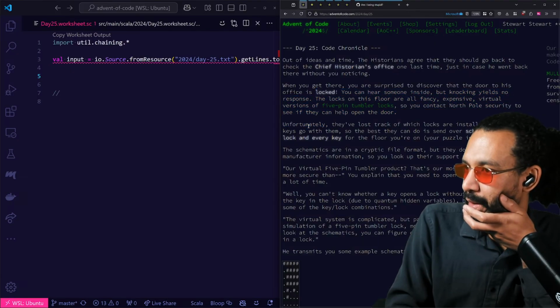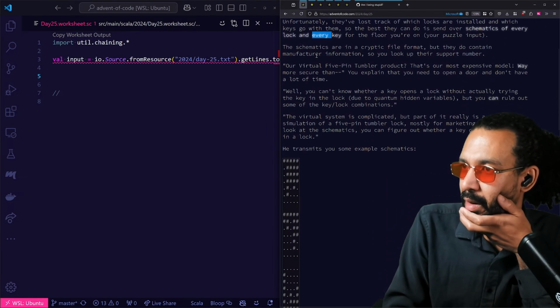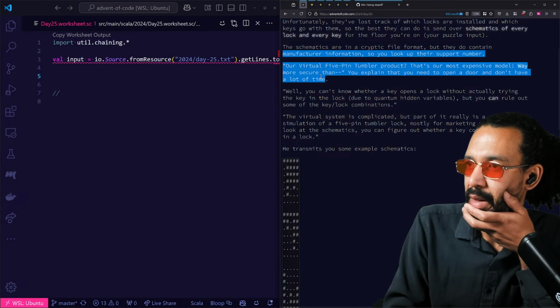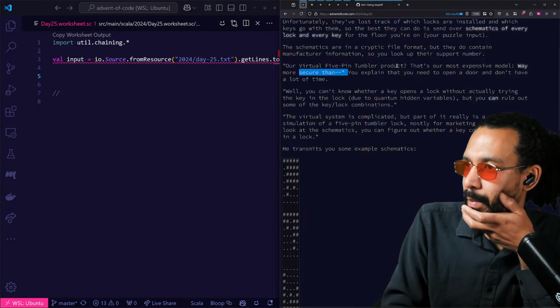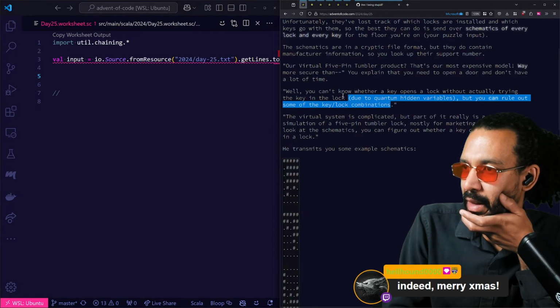Mhm. So schematics of every lock and every key. The schematics are in a cryptic file format, but they do contain manufacturer information. Virtual 5-pin tumbler product. Way more secure than yada yada. You can rule out some of the key lock combinations.